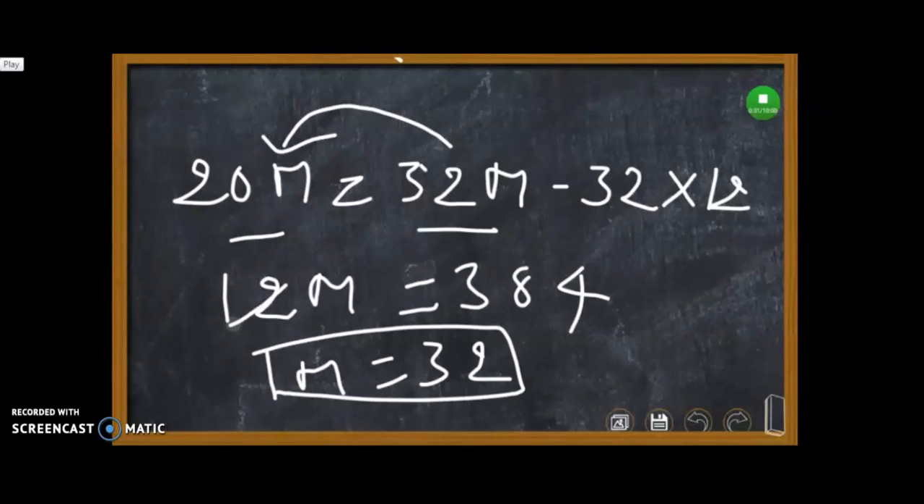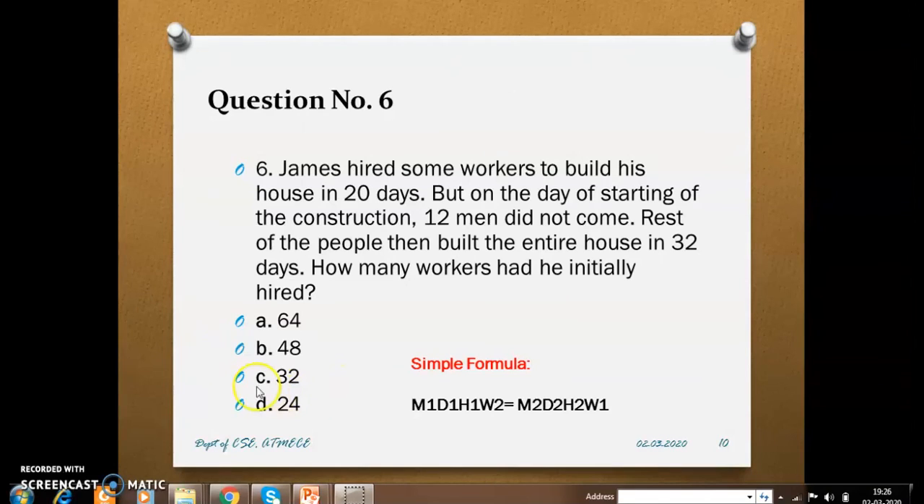So it is very clear that James had hired some workers to build his house in 20 days. But on the day of starting of the construction, 12 men didn't come. The rest of the people built the entire house in 32 days. So James had initially hired 32 men for working. So the answer for this problem is option number C, that is 32 workers.